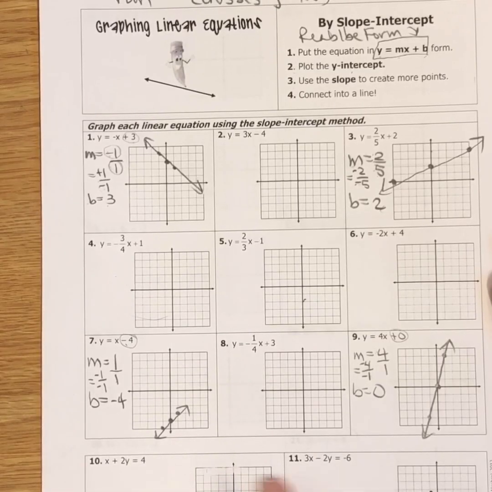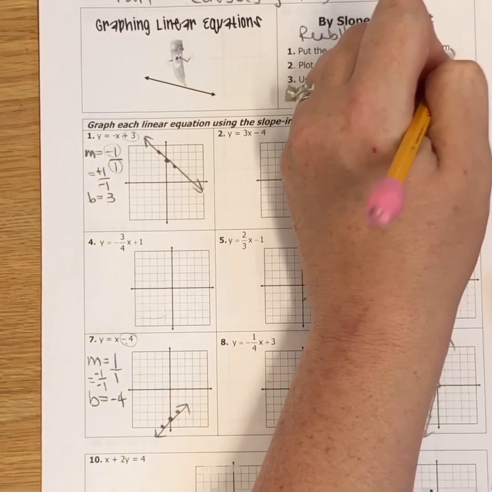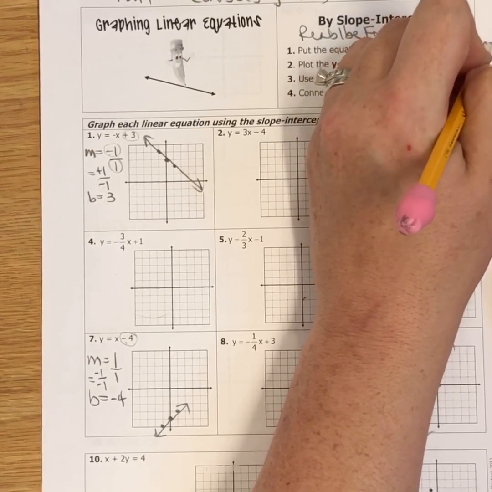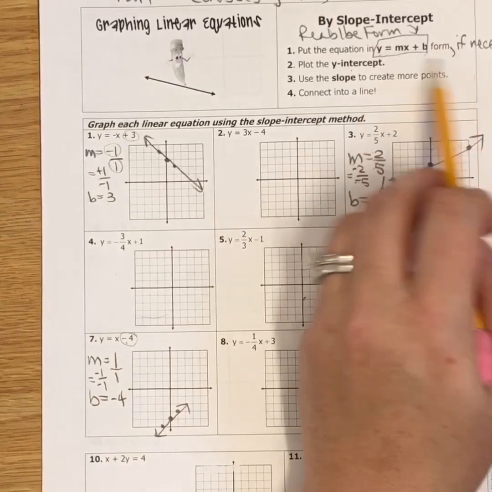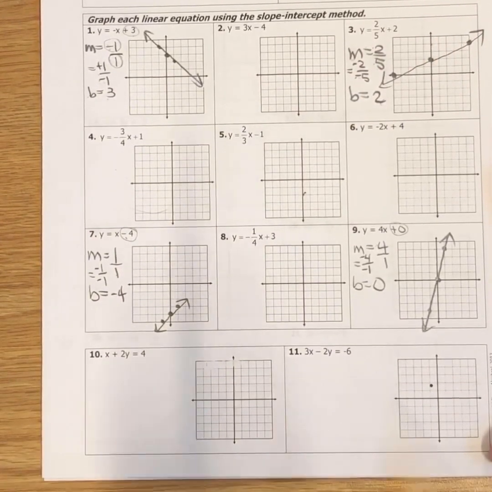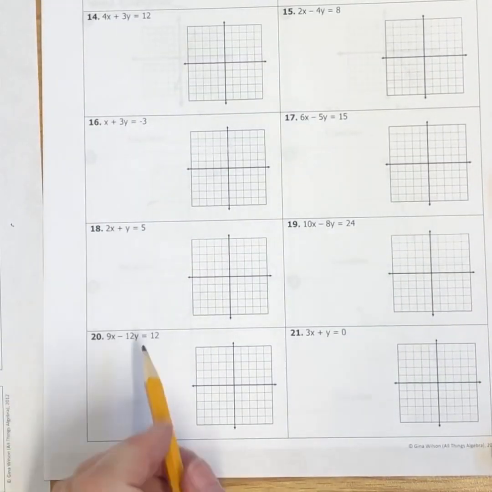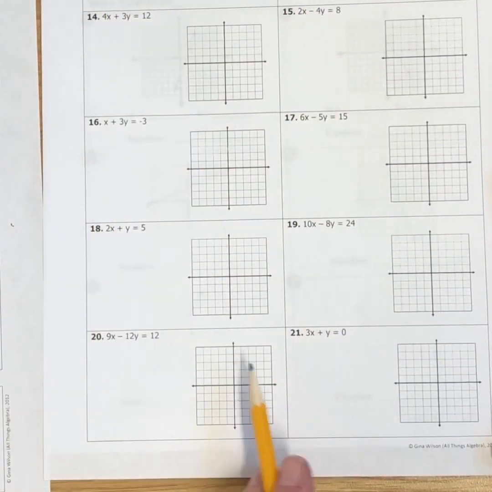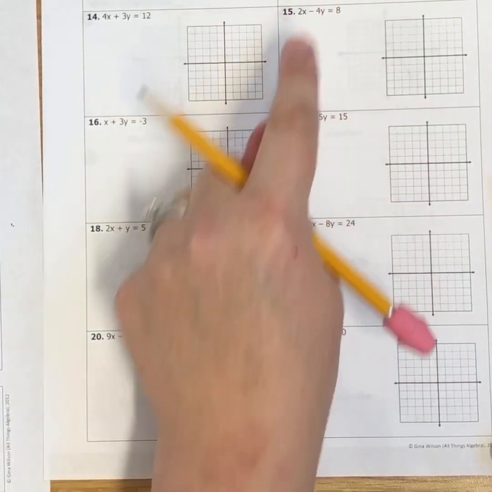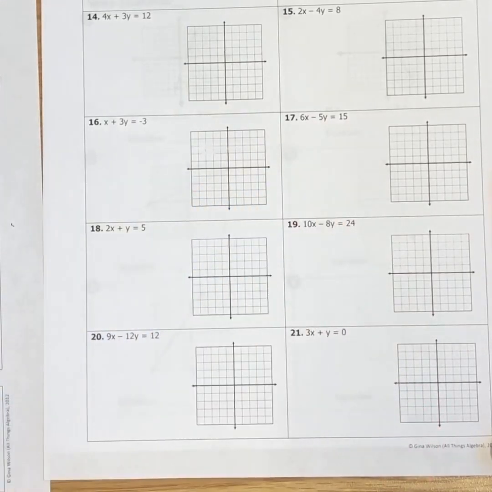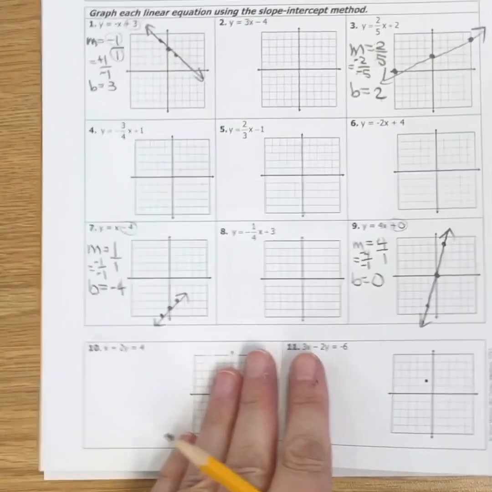Now let's look at the case where we have to do step 1. Okay, step 1, I'm going to go ahead and put "if necessary." Because notice 1 through 9, it wasn't necessary. Okay, so if we do 10 through 21, all of these are in standard form, where the x and the y's are on the same side. So we need to solve for y like we did in the previous lesson to get it into y equals mx plus b. So that's our first step.